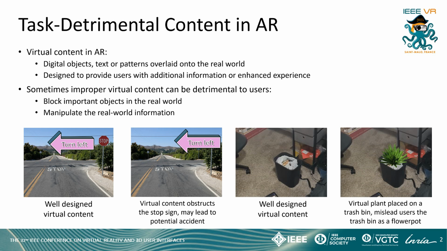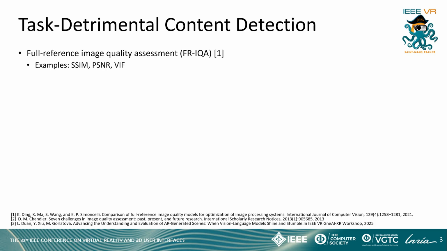Similarly, in an AR gardening app, if the plant is placed onto a trash bin, the user may misinterpret the trash bin as a flower pot, and the original functionality of the bin is hindered. There have been some existing methods that can be used to detect detrimental content in AR, such as applying full reference image quality assessment methods. However, they usually rely on local features. This limits their ability to understand environmental information and simulate human perception.